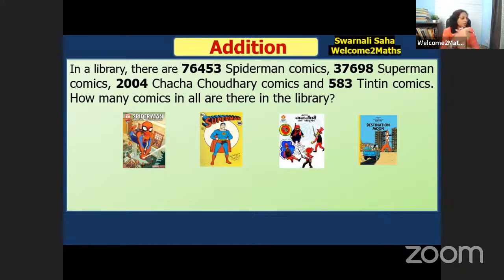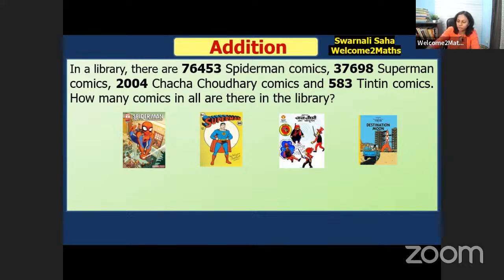Okay, so this is our story problem. Now let's solve it. Let's read it first. In a library, there are 76,453 Spider-Man comics, 37,698 Superman comics, 2004 Chacha Chaudhary comics, and 583 Tintin comics. How many comics in all are there in the library? That you have to find out.